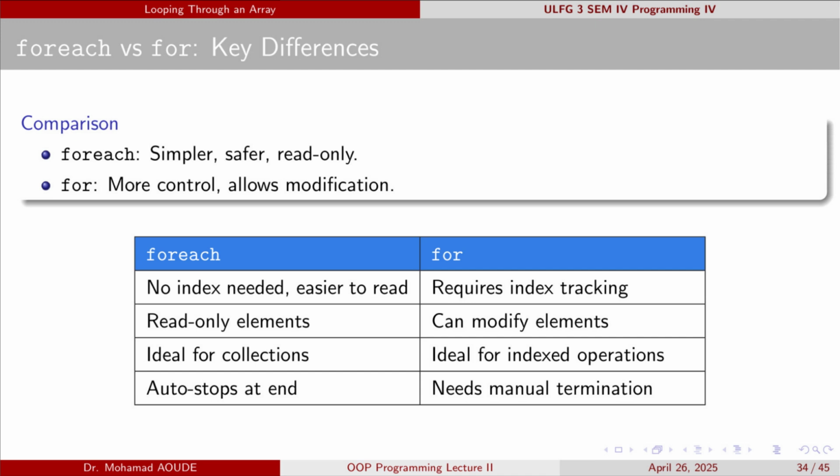When should you use foreach and when should you use for? If you need simple, safe, read-only access, use foreach. It's easier and less error-prone. If you need to modify elements, access specific indices, or skip elements, use for. Both have their place, and a good programmer knows when to use each wisely.